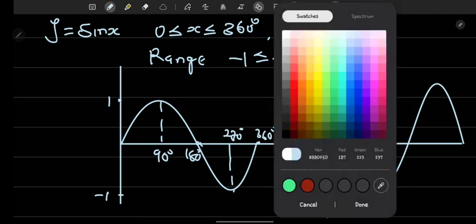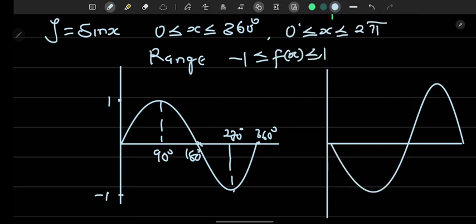This is not perfect, but then that means this is 1 and this is -1. Can you see that now? So when that reflects on the x-axis, that's what you are going to have for minus sine x.